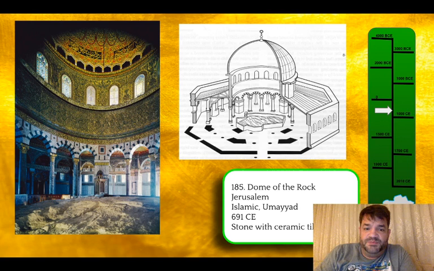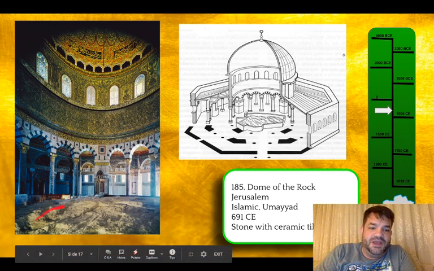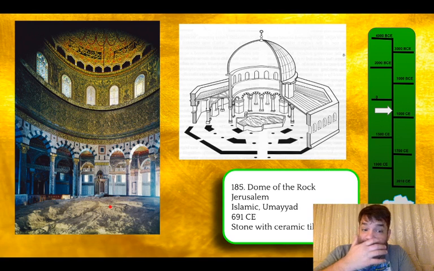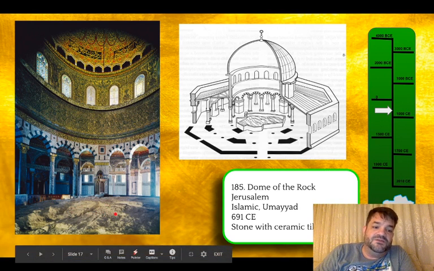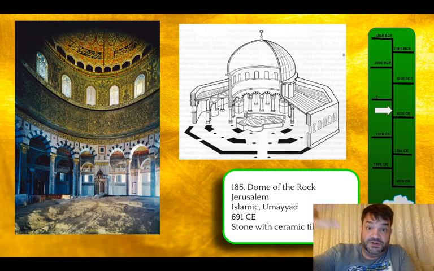And the floor inside is bare, so you can see the rock. This is the spot that's supposed to be where Muhammad ascended to heaven during the night journey. It's also said to be possibly the site of the Holy of Holies of the Jewish temple. It's also thought to be the point of creation where God created Adam. It's also thought to be the place where Abraham was supposed to sacrifice Isaac. So it has this very rich history.